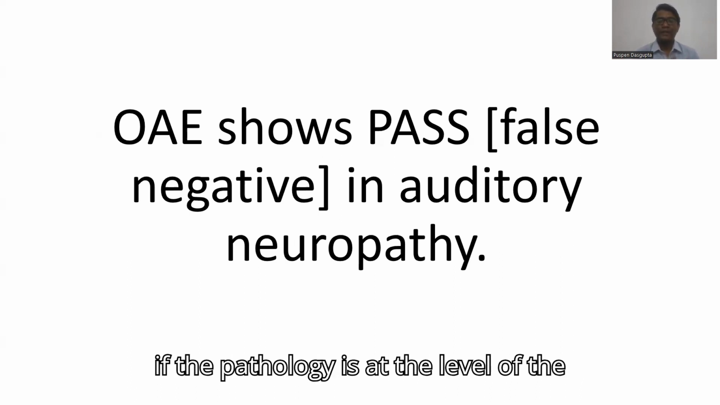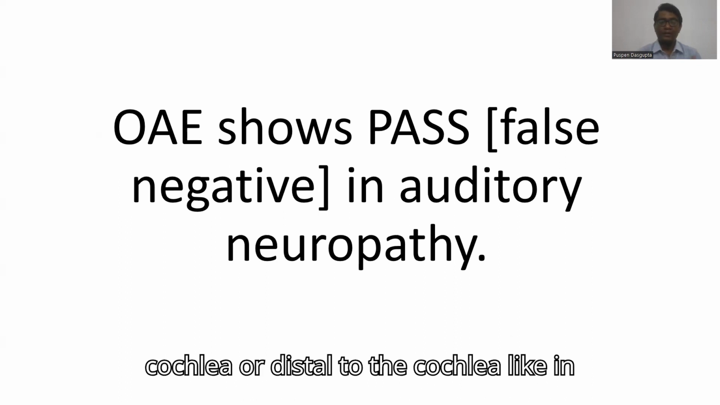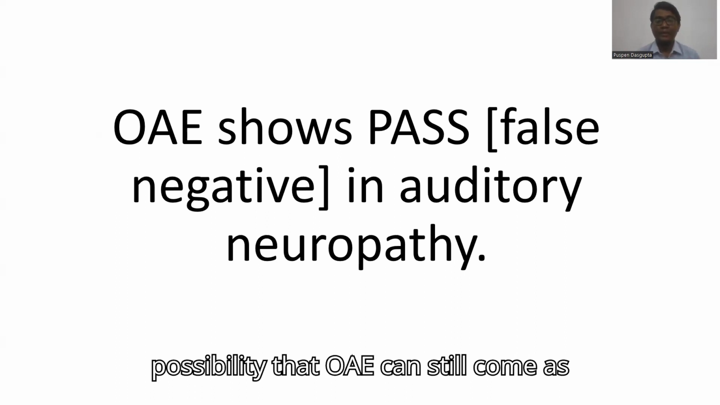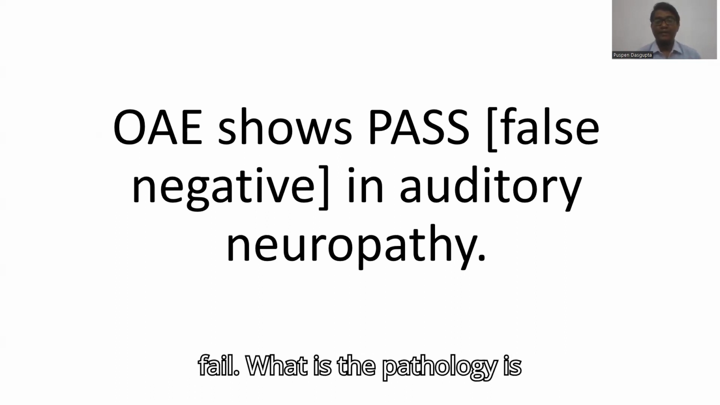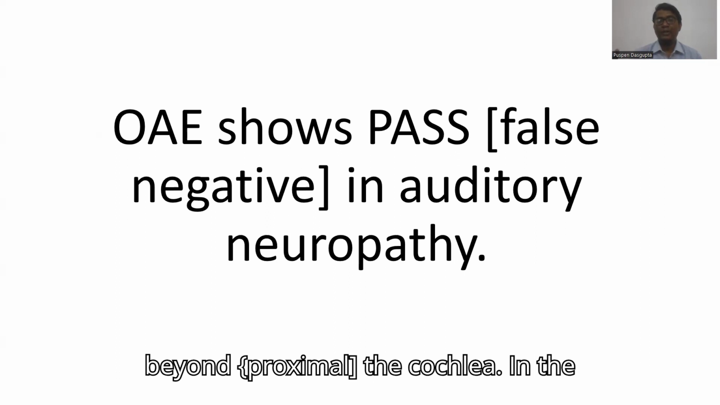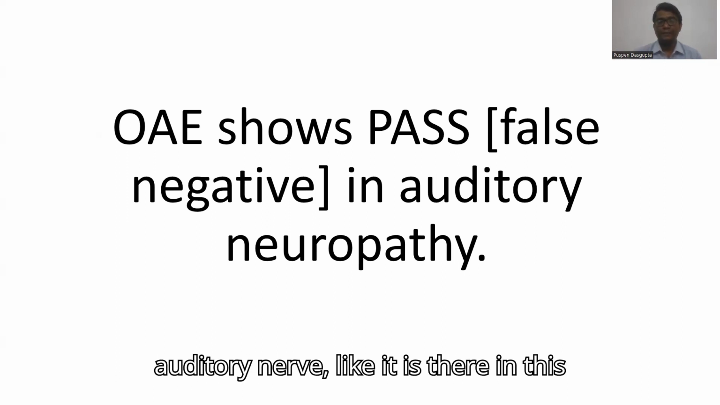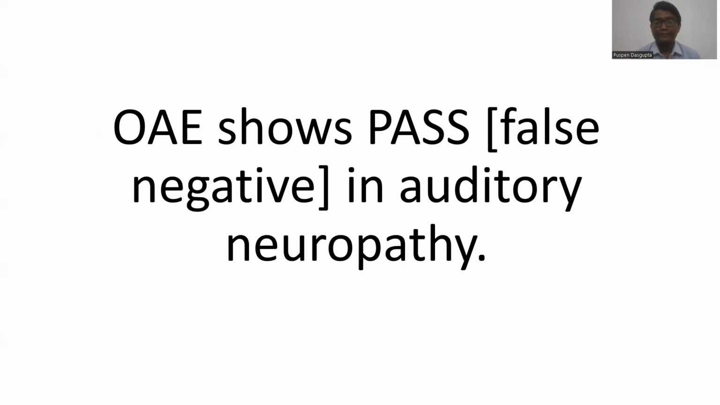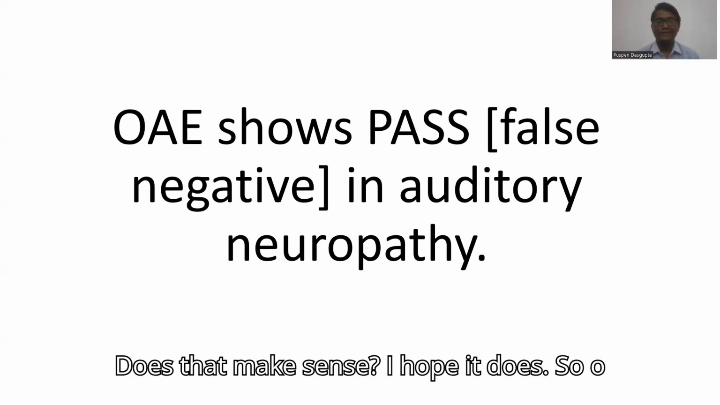So if the pathology is at the level of the cochlea or distal to the cochlea, like in the external auditory canal or at the tympanic membrane, then there is a possibility that OAE can come as fail. But if the pathology is beyond the cochlea, in the auditory nerve, like it is in this condition, OAE is going to show pass. Does that make sense? I hope it does.